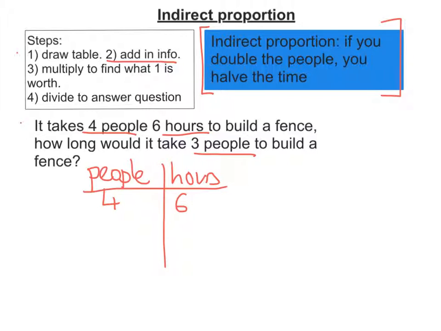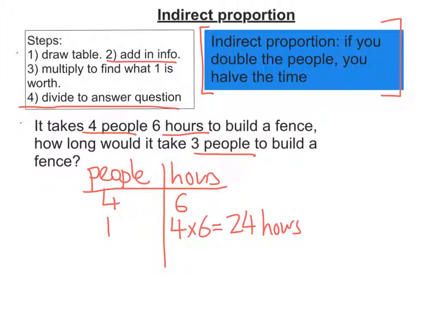Now I need to know how long would it take 1 person to build this fence. Well, I do that by multiplying my 2 terms in the first row. So 4 times 6. So it would take 1 person 24 hours to build a fence, which makes sense because it's got to take longer than it takes 4 people to build a fence. Lastly, I need to divide to answer the question.